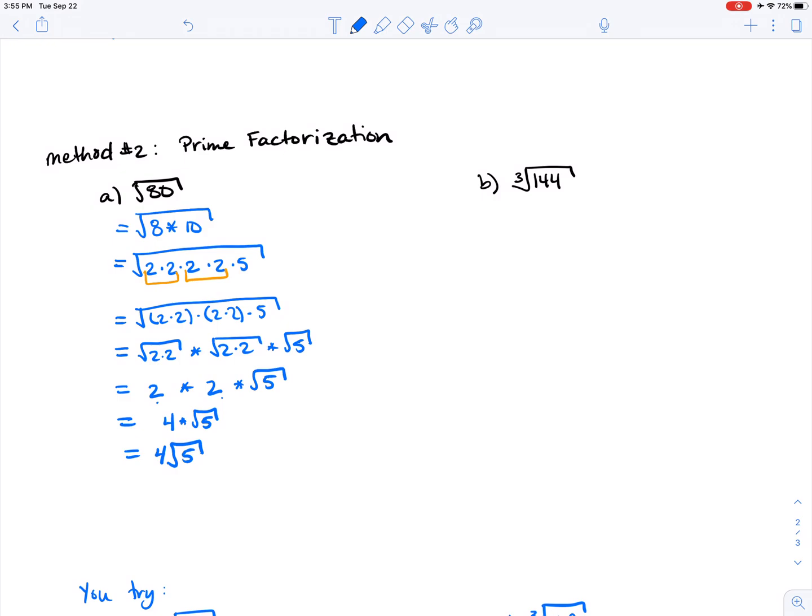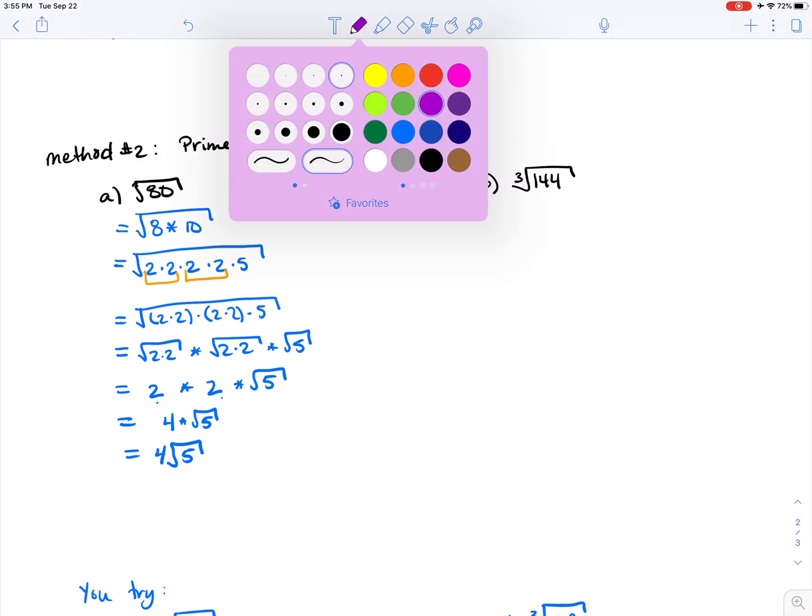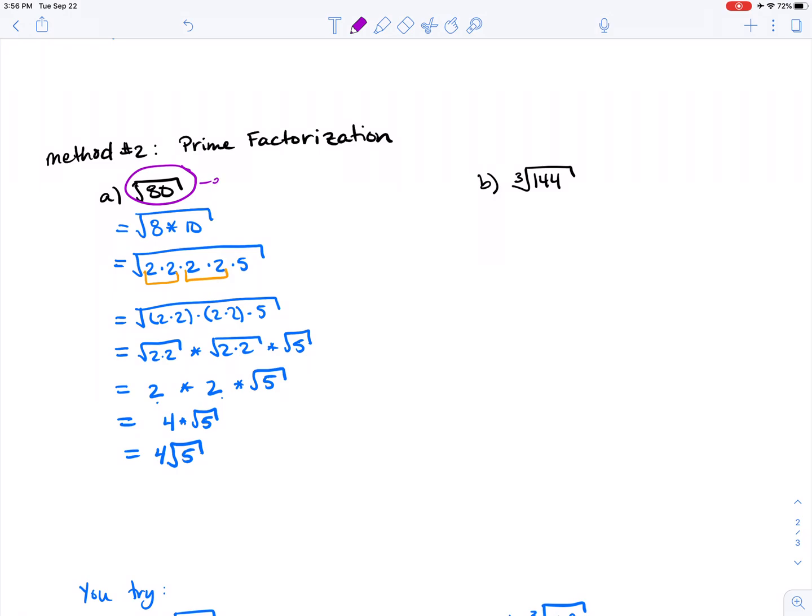So again, I have gone from an entire radical to mixed.